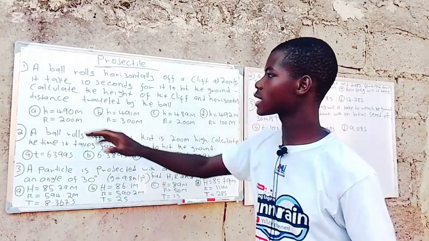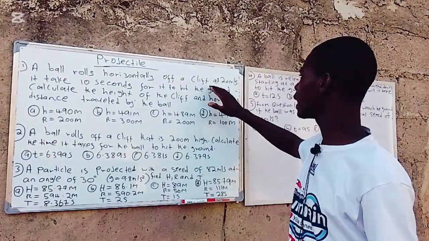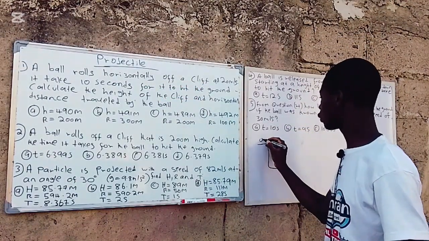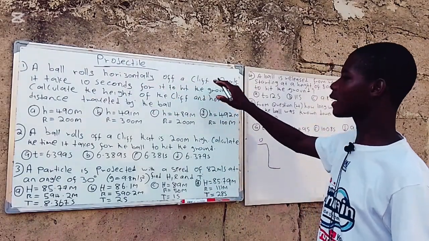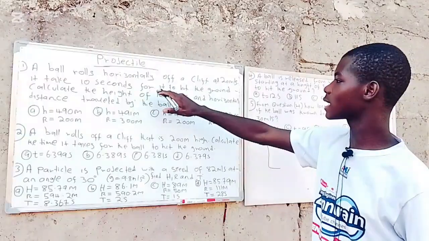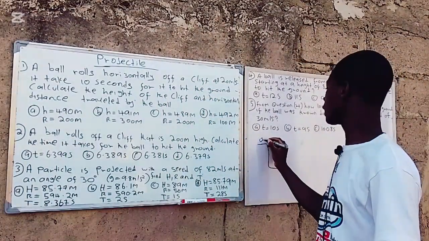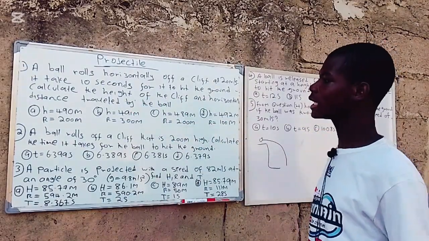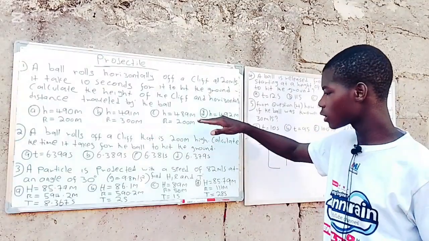The first question says that a ball rolls horizontally off a cliff at 20 meters per second and it takes 10 seconds to hit the ground. Calculate the height of the cliff and the horizontal distance traveled by the ball. We are given these options.